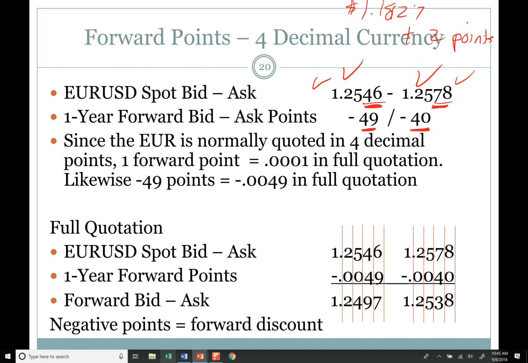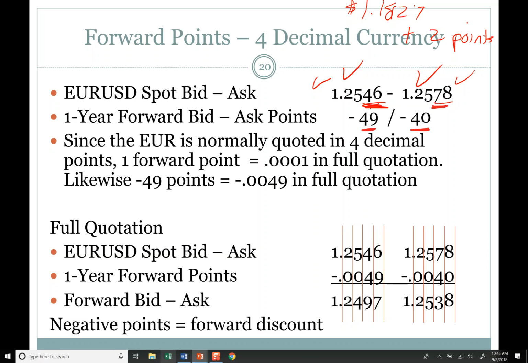So I'll read articles like that all the time. The euro's up. The euro's at 118.27. It's up 2 points for the day. So what are they talking about, points? In the currency market, every currency is quoted in either 2, 3, or 4 decimal places. Most of them have 4. The euro is always quoted in 4 decimal places.